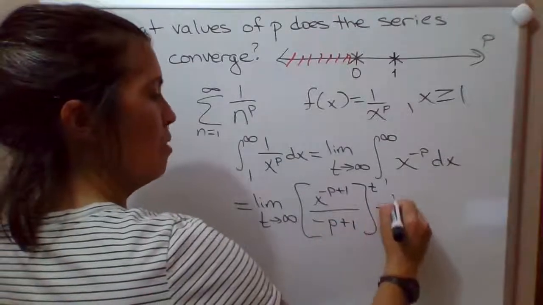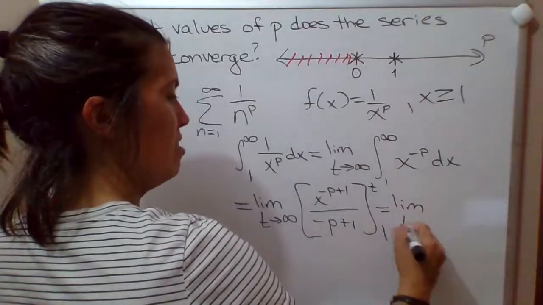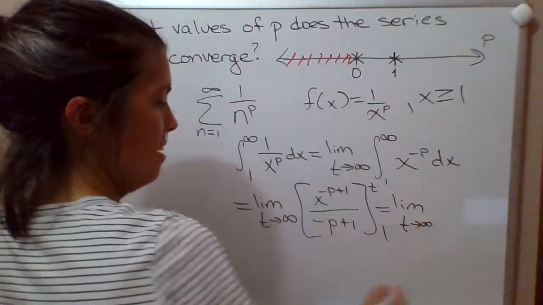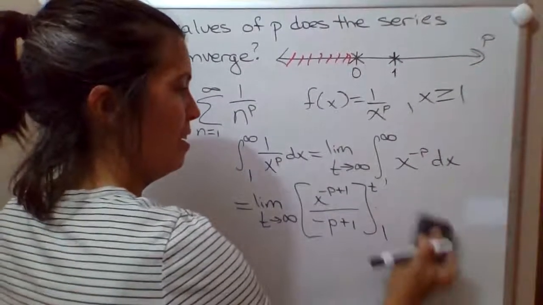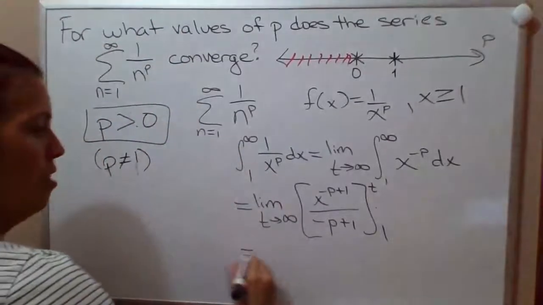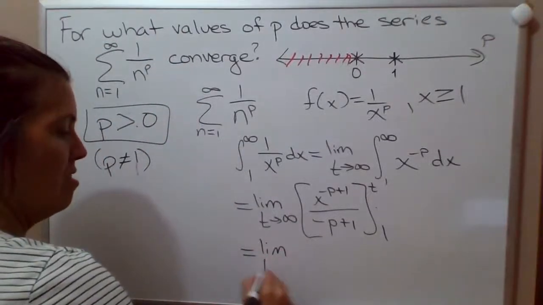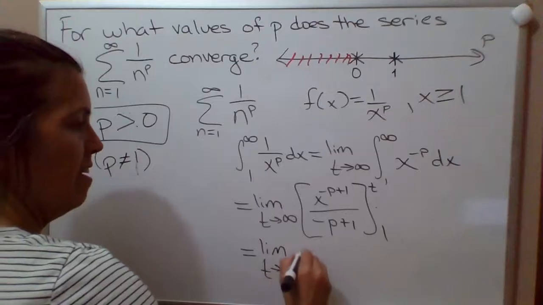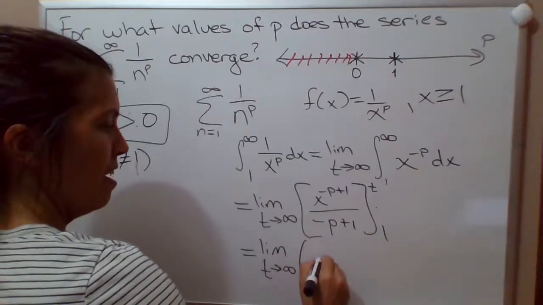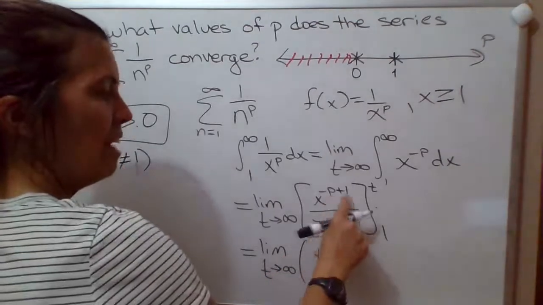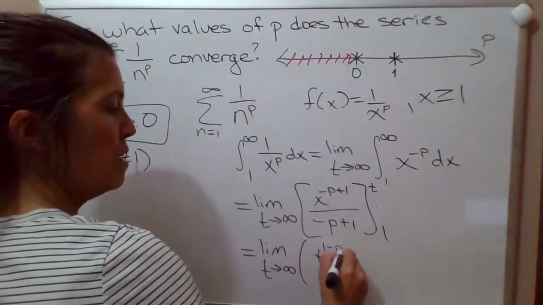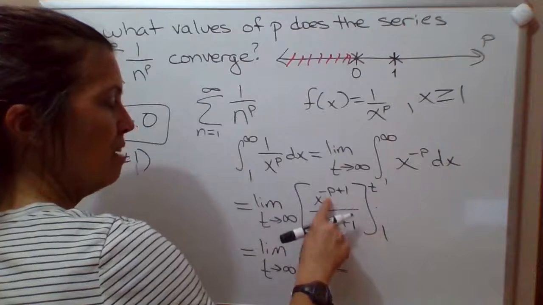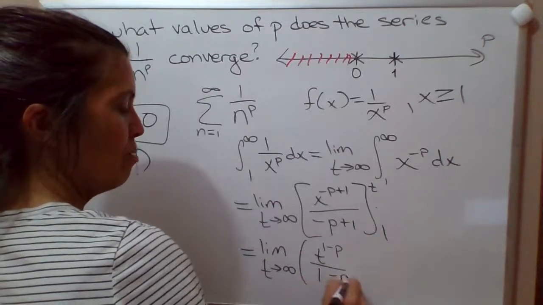And so this, written another way, is the limit as t approaches infinity of t to the, instead of writing negative p plus 1, I always like to have the positive term in front. So I'm going to write this as 1 minus p, positive 1 minus p over 1 minus p.